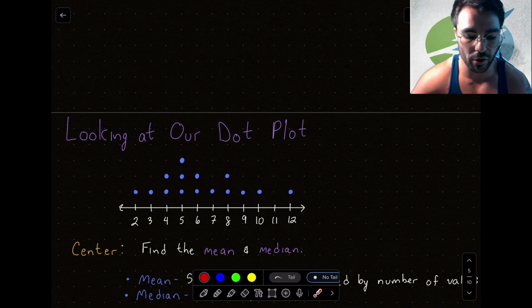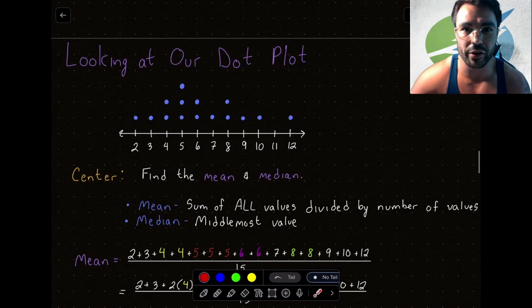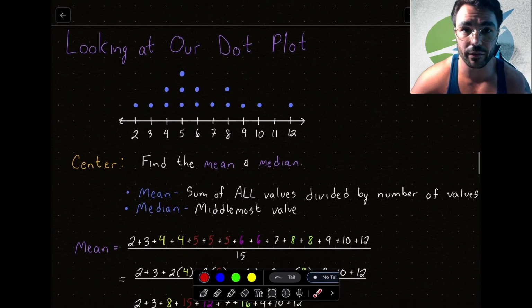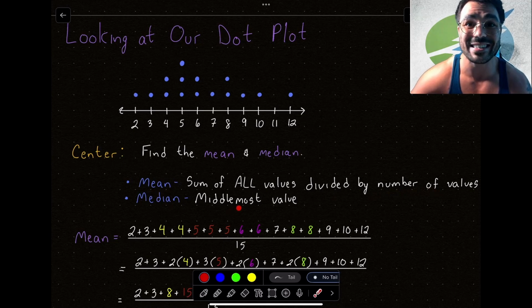So let's look at our dot plot to take a look at some of these vocab words. The center. Again, we're going to find the center with the mean and median. I'm probably going to go into greater detail on mean and median in a later video. But for now, the mean is the sum of all values divided by the number of values. And the median is the middlemost value, which, if we write our values in ascending order, will be easy to find.